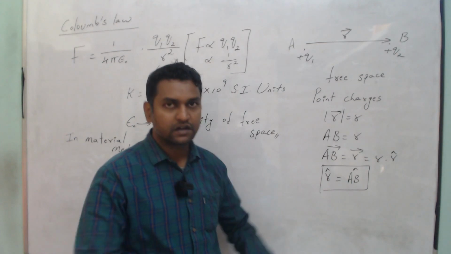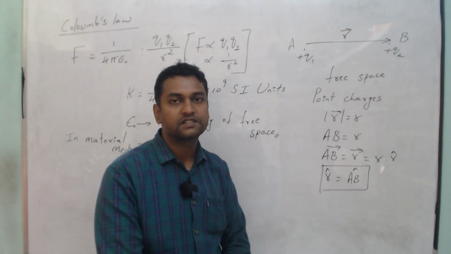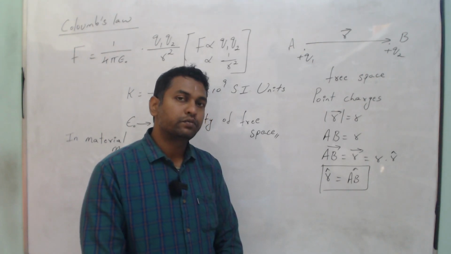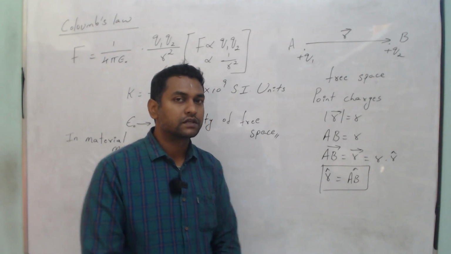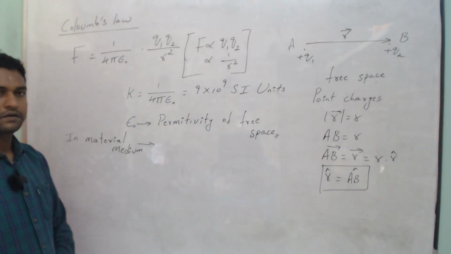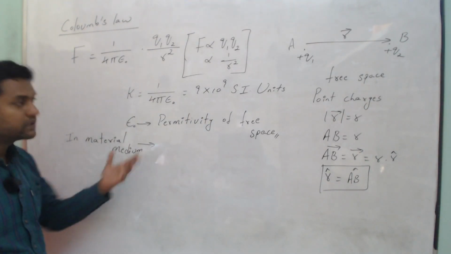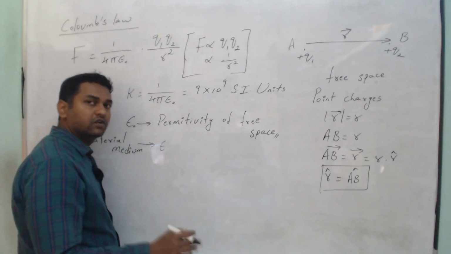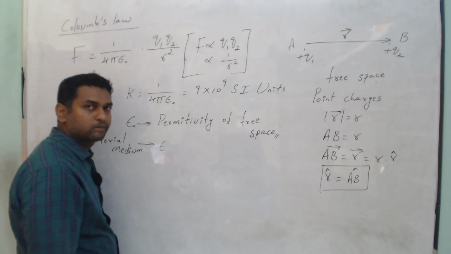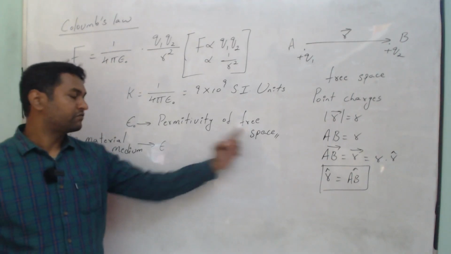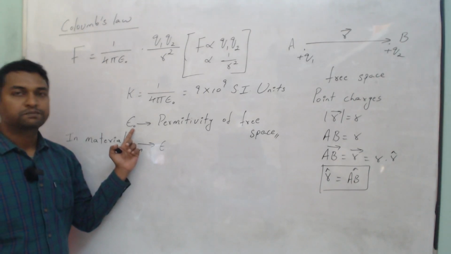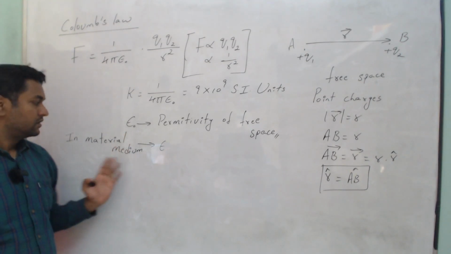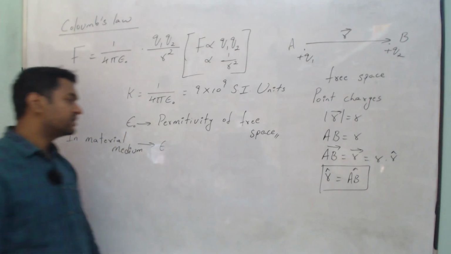But there is a control volume in which we are studying all these things, that we are calling space, and because there is no material in that, we are calling it free space. But if there is material, then what will happen? Then there is something called permittivity. We call it the permittivity of that medium. Permittivity of free space has the subscript epsilon naught. Where there is material, we write it as epsilon.